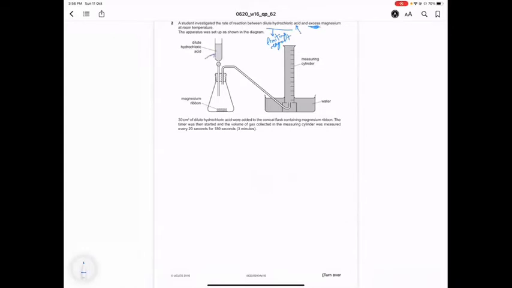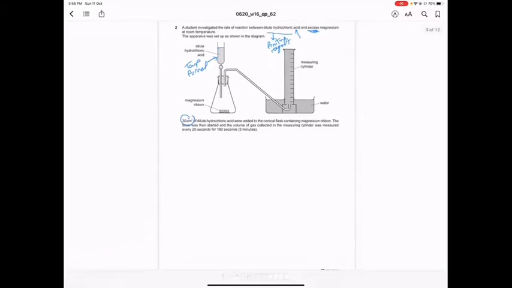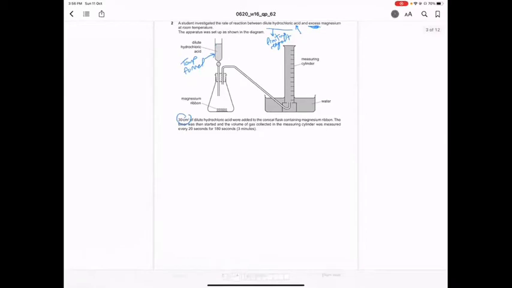Okay, and this is not a burette. Take care with the labeling. This is not a burette, it should be graduated. This is not a burette, this is called a tap funnel. Okay, he said what he did: 30 cm³ of the acid were added to a magnesium ribbon, and then he measured the volume of the gas collected by a measuring cylinder.